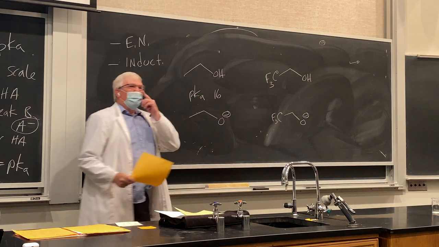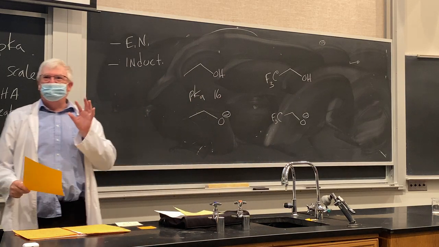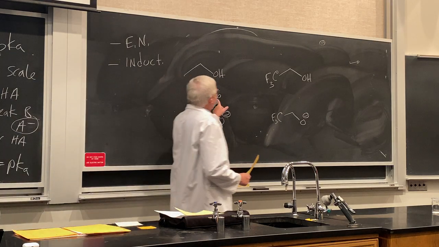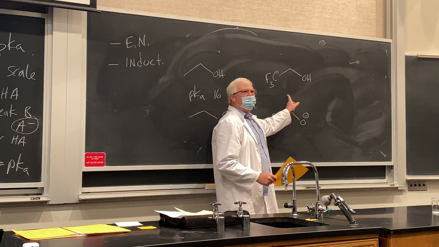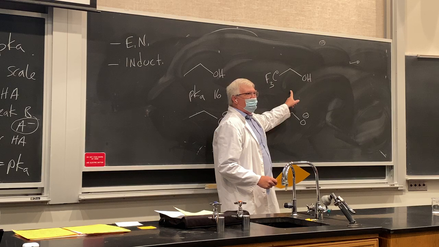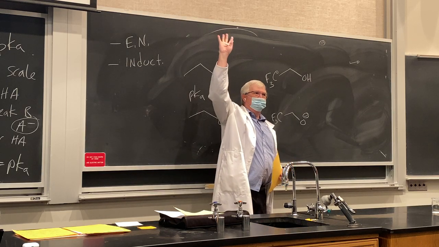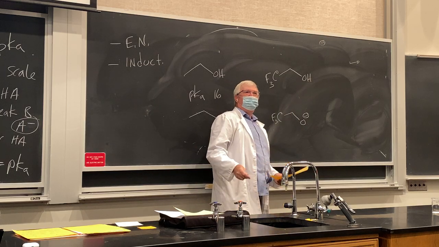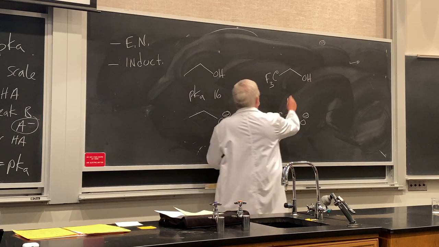Now, the fluorine isn't directly on the conjugate base where the anion is. But what about the pKa here? Let's have a vote. Maybe we can do it democratically, right? Who says that this number should be higher than 16? Be brave. Who says this number should be lower than 16? Okay. Wow, almost unanimous there. Indeed it is, 12.